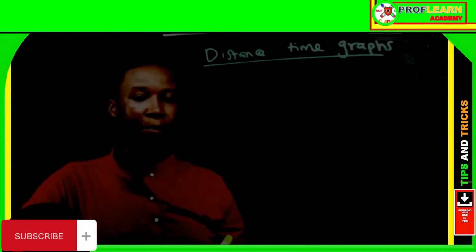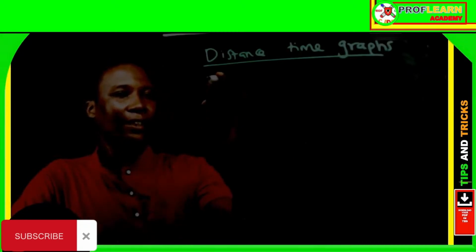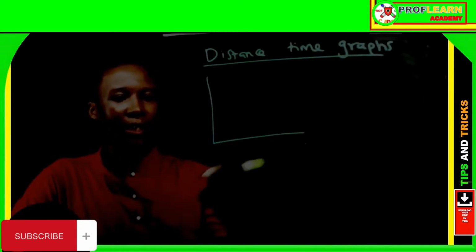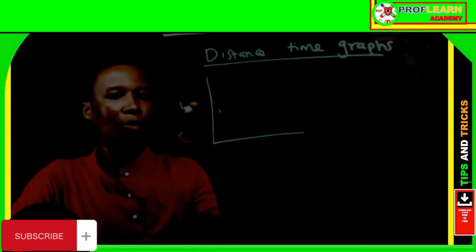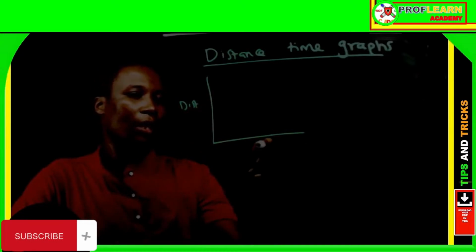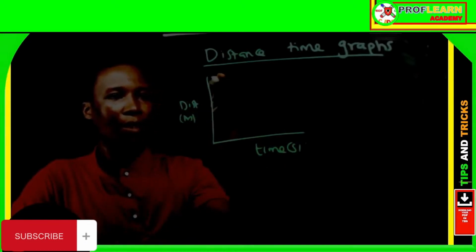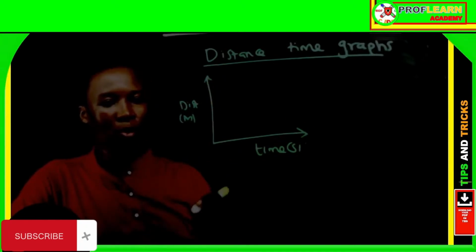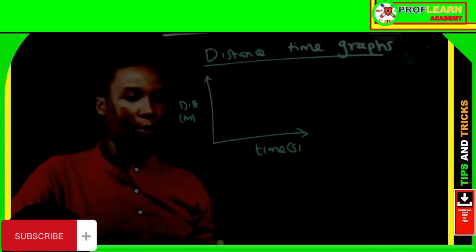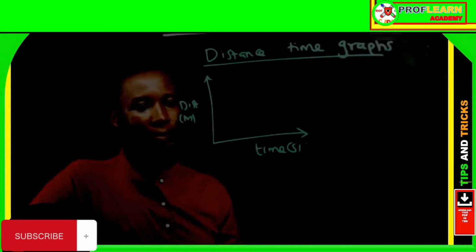Under distance time graphs, it means distance is on the y-axis, and on the x-axis we have time. So this is going to be distance, and this is going to be time. This can be in seconds, and this can be in meters. So you are going to analyze different graphs so that you can understand what they really mean.